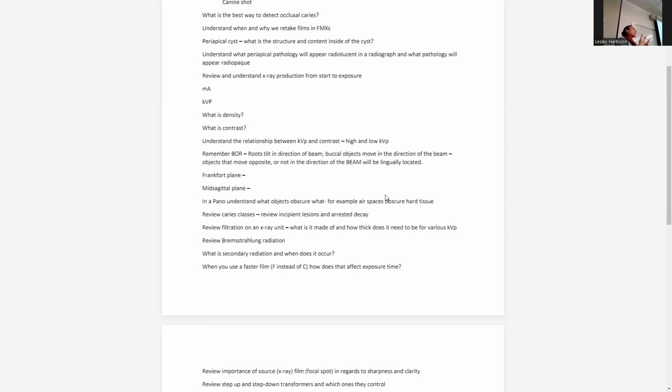So just study a real pano and say, okay, this is what my PowerPoint slide says, but I can actually see it here. Sometimes that helps it stick a little bit better, to actually see what it's doing in the actual pano. And that might help with those terms, this obscures that, that obscures that.